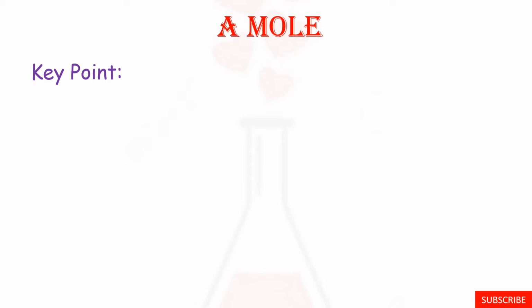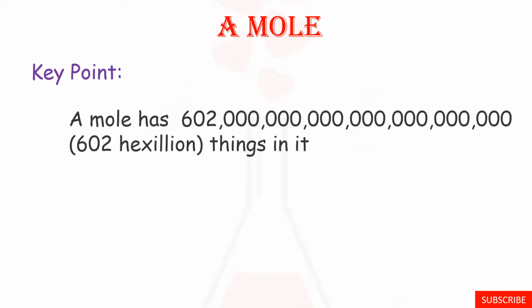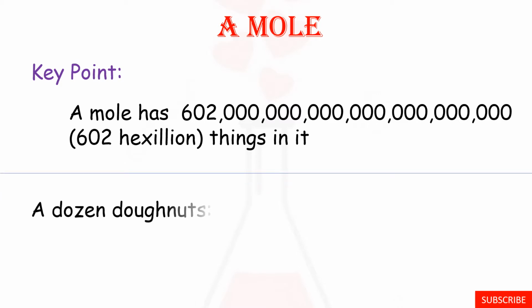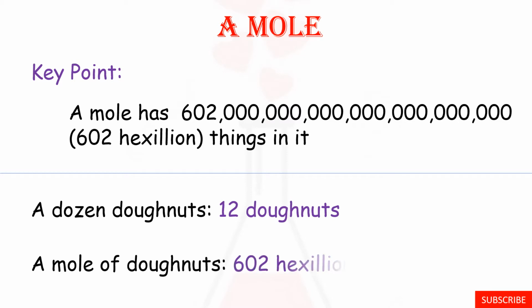Let's find out the magic number for a mole. A mole has 602 hexillion things in it. We shall have 21 zeros after 602. 3, 6, 9, 12, 15, 18, 21. 602 hexillion things make up a mole. So if you have a dozen donuts, that means you have 12 donuts. But if you have a mole of donuts, that means you'll have 602 hexillion donuts.